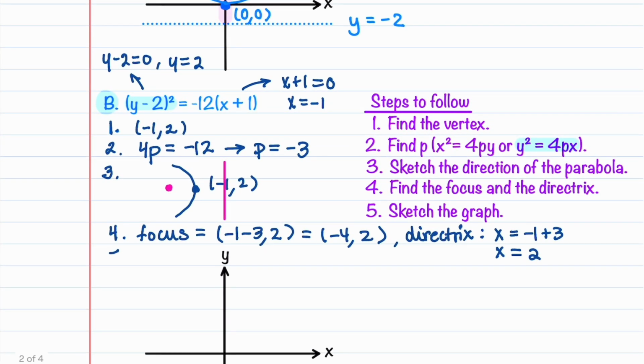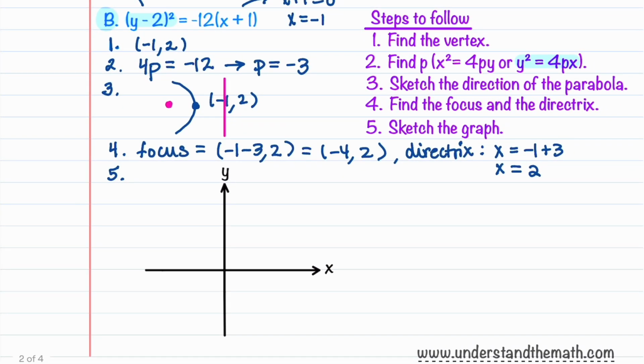Now let's go ahead and sketch our graph. Let's start by putting down the vertex, -1, 2. I'm going to put that right here. Each of my lines is 2 units. And let's label this as -1, 2. Now we can put down the focus. That is -4, 2. So that's about right here. And then our directrix is x is equal to 2. And that's right here.